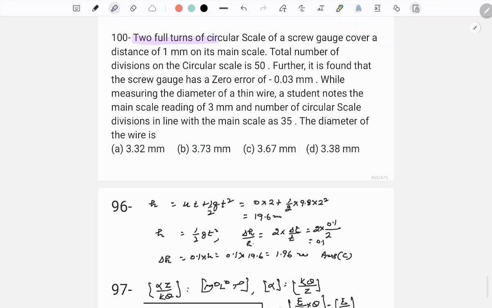Next, two full turns of the circular scale of a screw gauge cover a distance of 1 mm on its main scale. Total number of divisions on circular scale is 50. Further, it is found that the screw gauge has zero error of minus 0.03 mm. While measuring the diameter of a thin wire, a student notes the main scale reading of 3 mm and number of circular scale divisions in line with the main scale as 35. The diameter of the wire is.